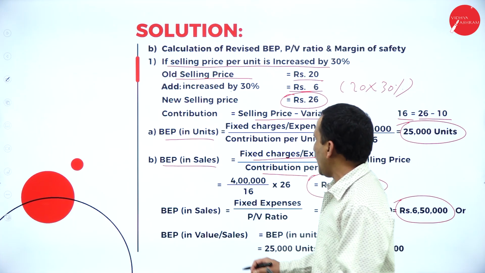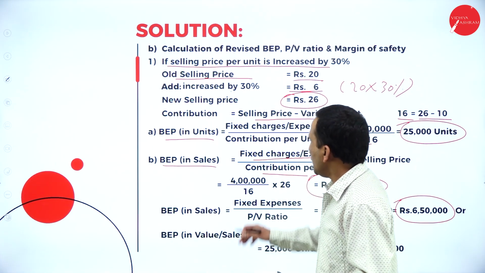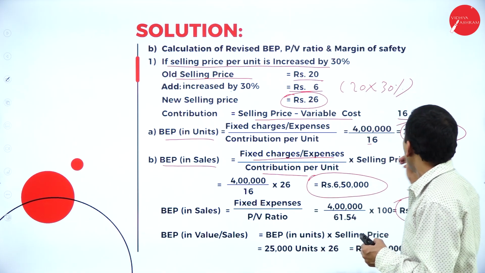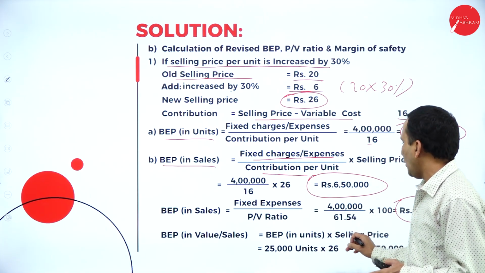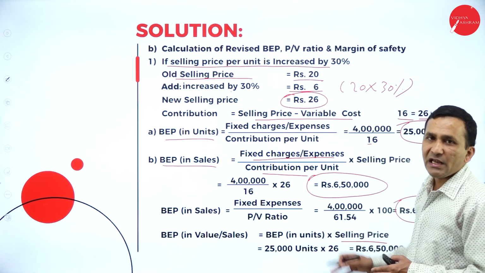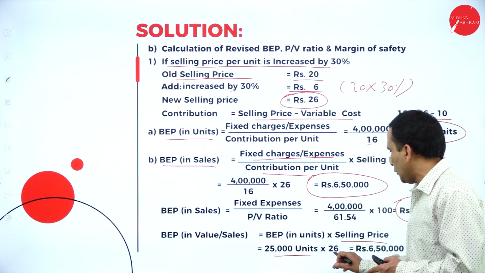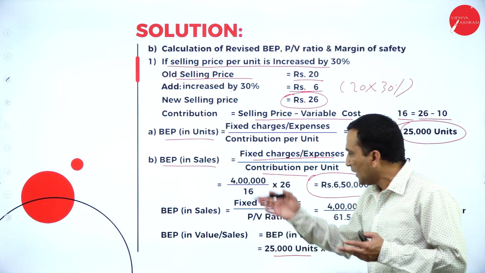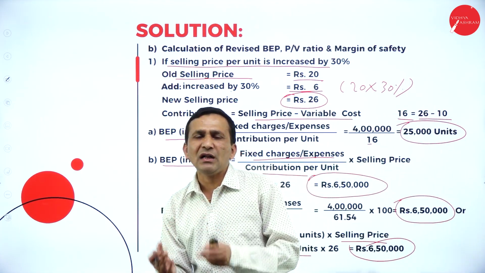Or one more formula we can apply to find out the value. We know the break even point in units we got, around 25,000 units. So multiply with the new selling price. So 25,000 into 26 rupees, 6,50,000, same answer we are getting. You can depend on any one formula.